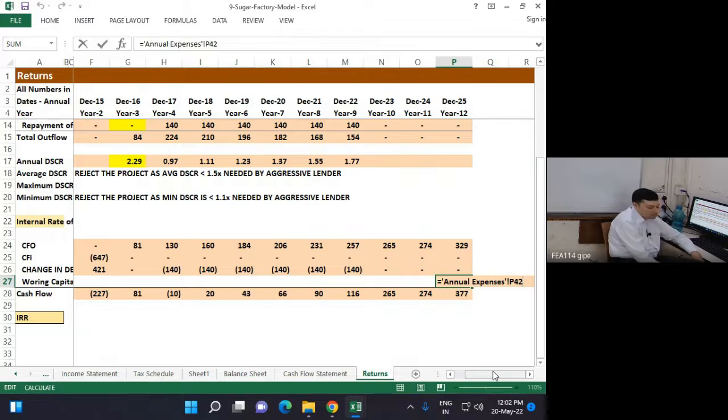How much is the IRR? Sum up all the cash flows, find and tell me the IRR value. So you have to take from row number 42. How much number you have there?